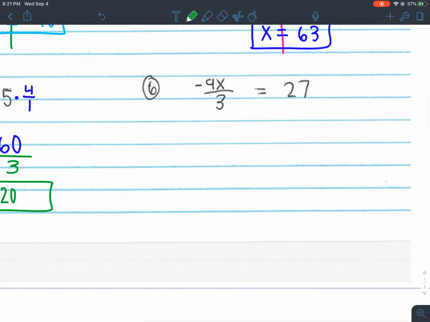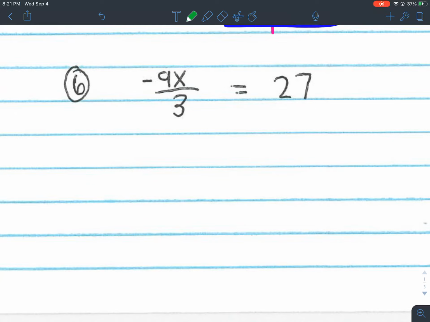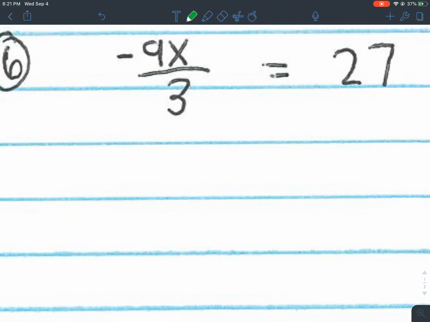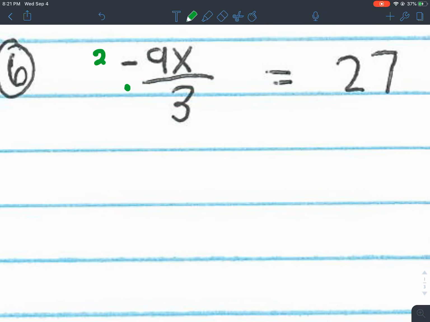All right, moving on to number 6. I have negative 9x divided by 3 equals 27. So what do I do first? I'm going to go ahead and multiply both sides by 3 over 1.